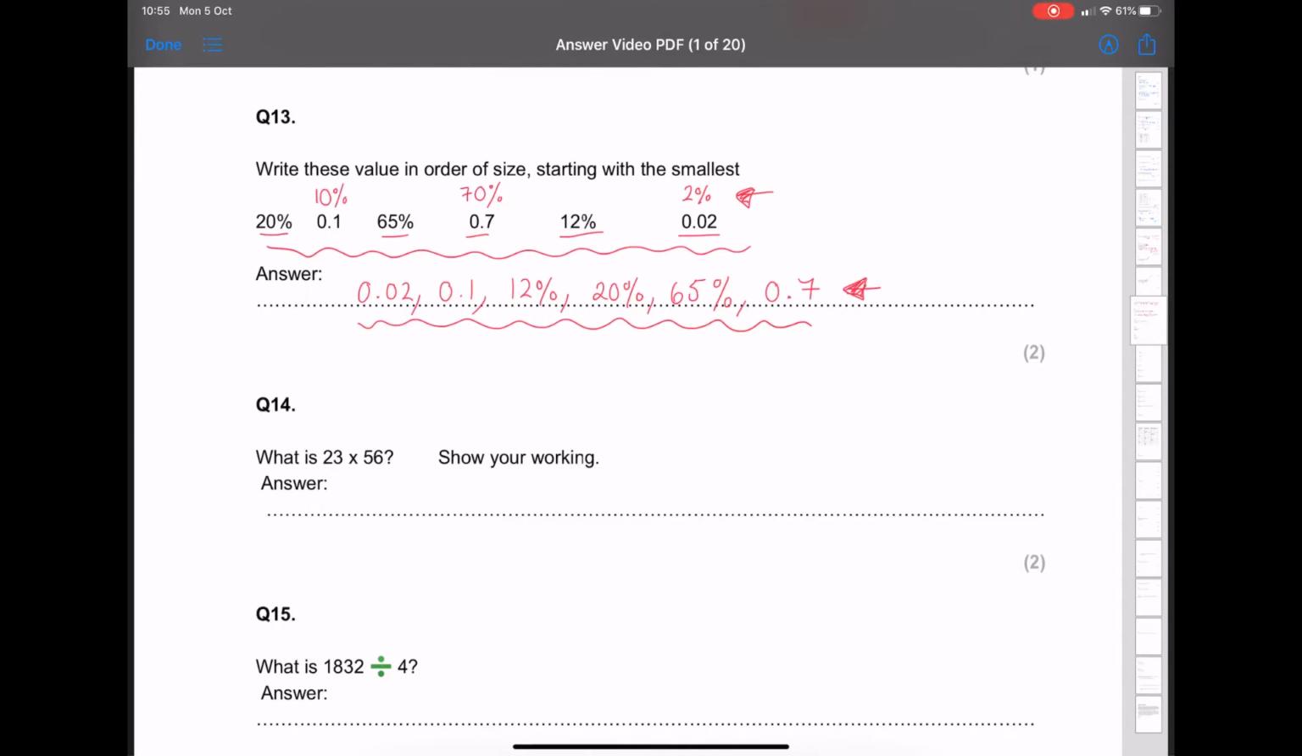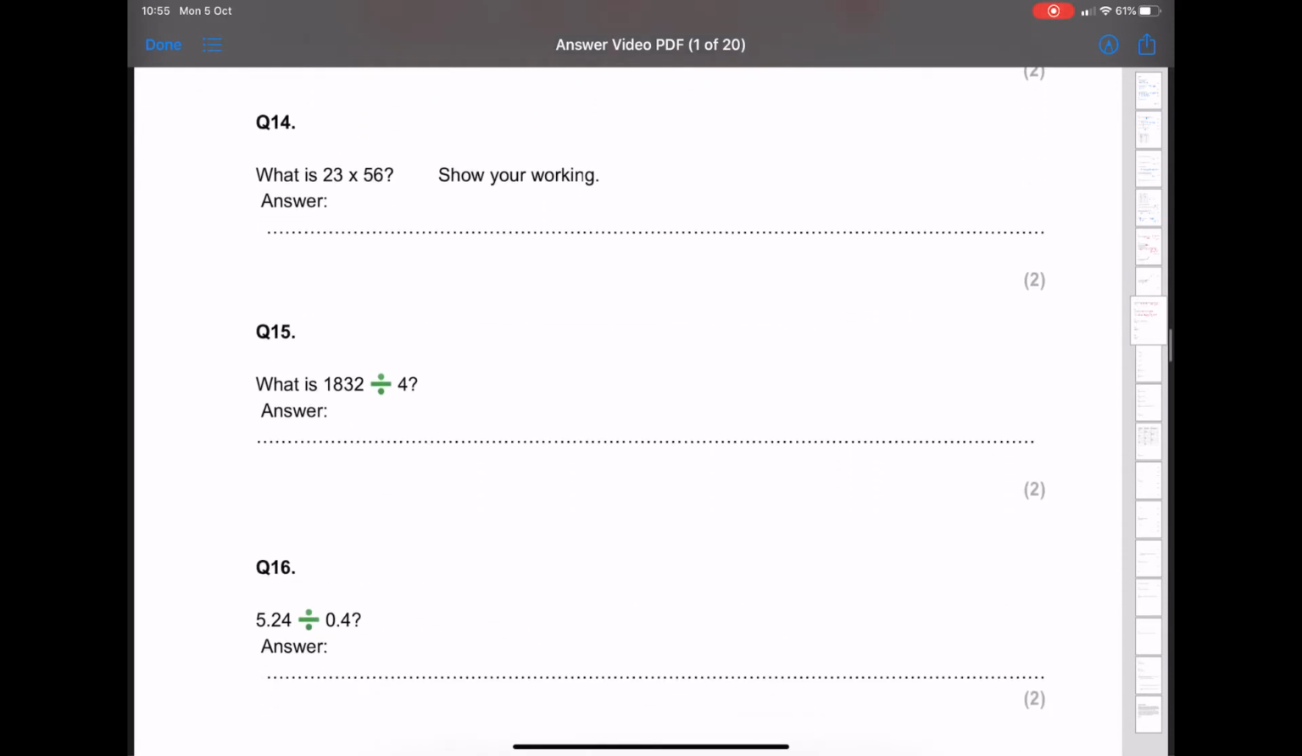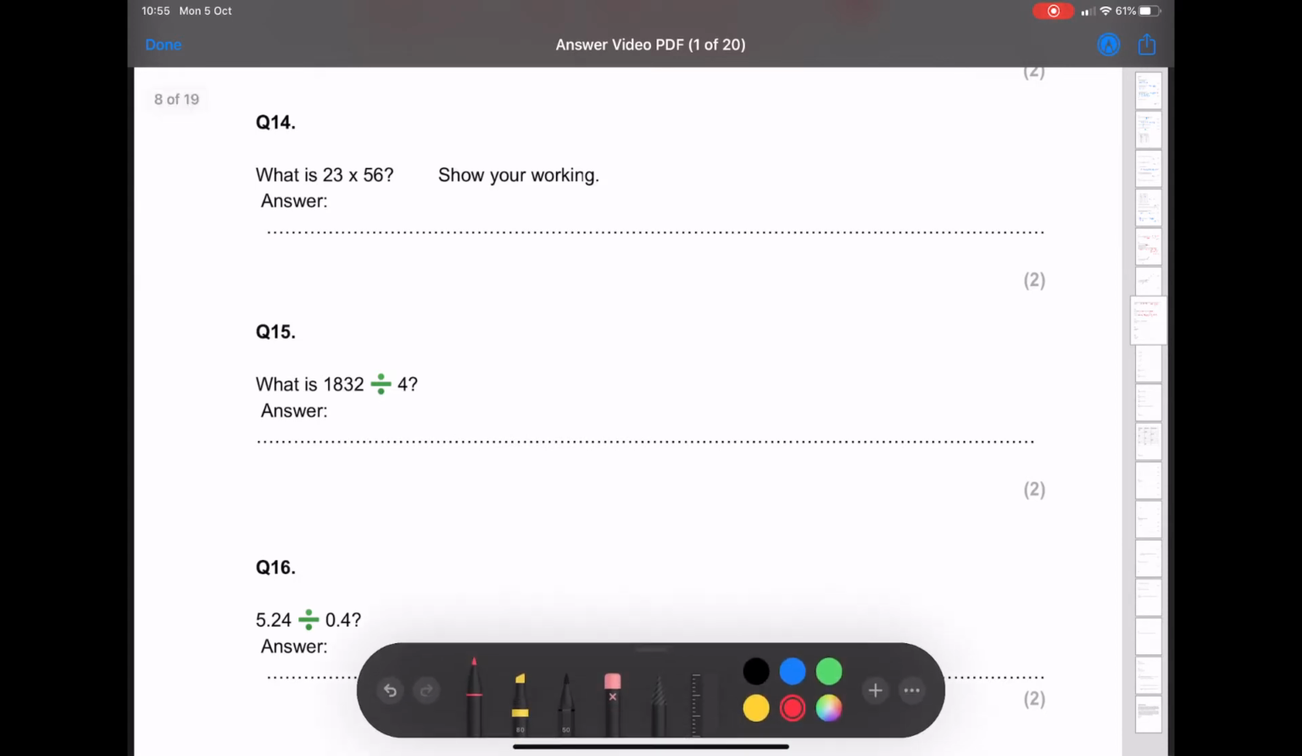Question 14. What is 23 times 56? With this one, I'm going to use the lattice method just because it's my favourite. You can use whichever method you feel comfortable with as long as you're getting the answers right. So 23 times 56. Don't forget I need to put my diagonal lines in when I'm doing this method. I'm going to use a different colour.